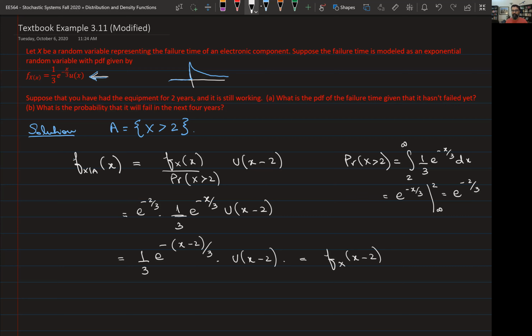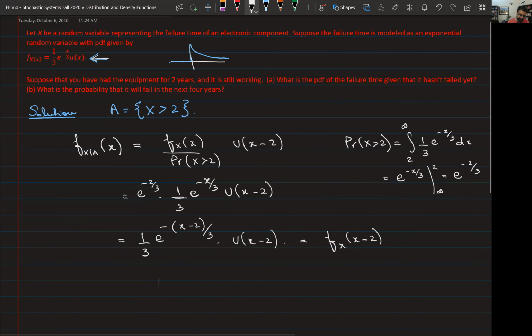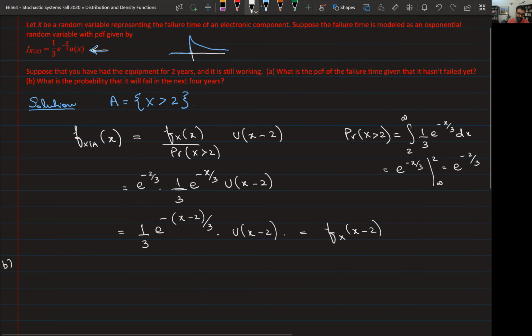What are the implications of that? Can anybody try to guess? There are profound implications of this, and this is why exponential random variables are also important. There's a certain property that's satisfied, and we can try to find out the implications. Let's say in the B part, what is the probability that it will fail in the next 4 years? You're saying 2 years have passed without failure, and you're required to find the probability that it's going to fail in the next 4 years, following the 2 years that have already passed.